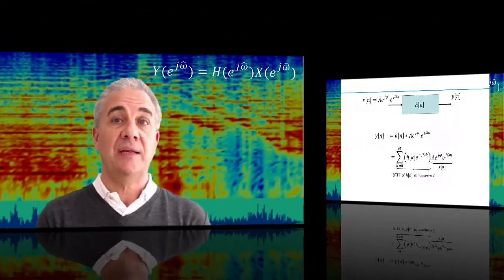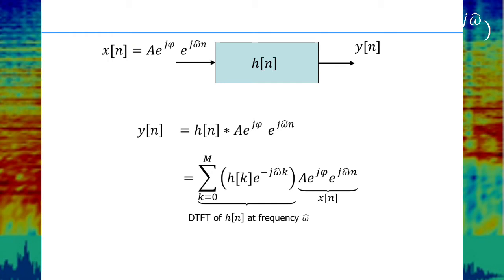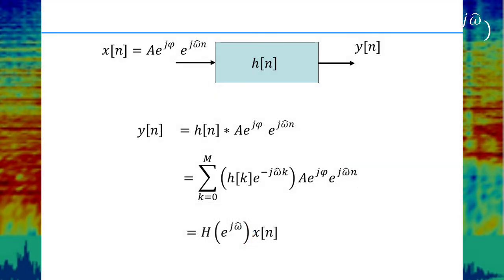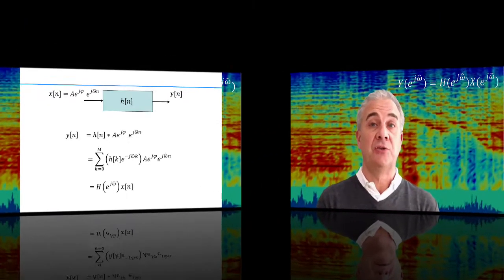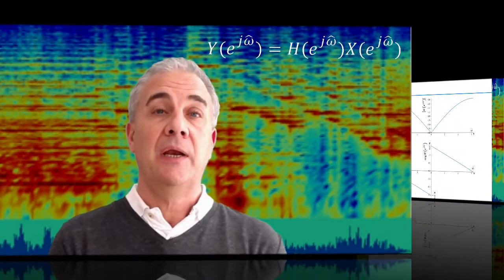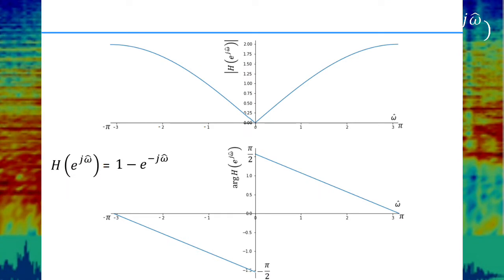In other words, for any LTI system with impulse response h of n, the output associated with a complex exponential input signal is given by this expression, which tells us that the change in amplitude and phase for a given frequency of the input signal is determined by the DTFT of the impulse response at that frequency. The DTFT of h of n is known as the frequency response or transfer function H of e to the power j omega. As the term says, it shows how the system responds to an input signal with a certain frequency. Here is the full frequency response of the LTI filter we saw earlier.